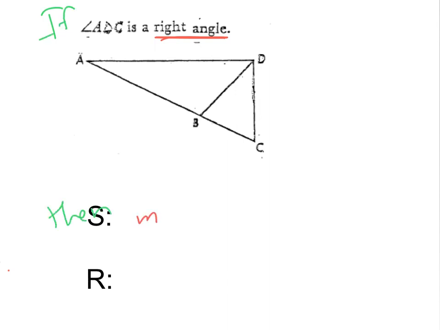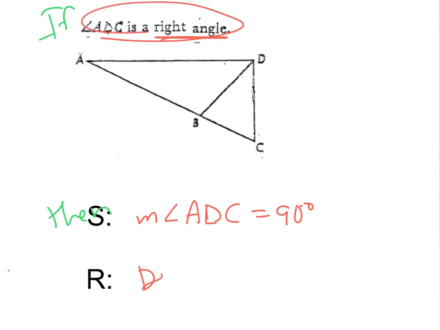then the measure of angle ADC is equal to 90 degrees. To be honest, I didn't even need my picture for that, because when they tell me it's a right angle, my definition of right angle tells me if any angle is a right angle, then its measure is 90 degrees. Done. Okay? So that's my conclusion that I have.